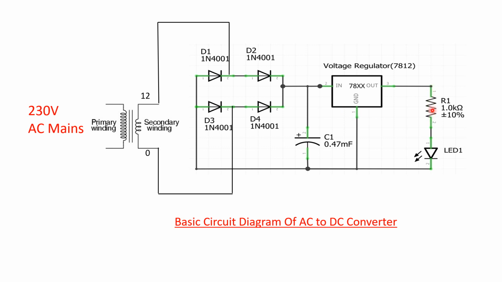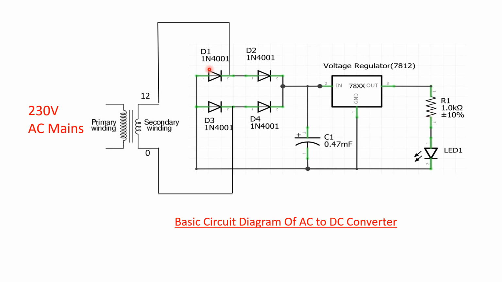Now a resistor is connected in series with the LED. The use of this resistor is to limit the current which flows through the LED. As the voltage regulator is a 12 volt output regulator, it gives 12 volt DC output, and the LED has a rating of maximum 3.6 to 5 volts, so it may get damaged in that case. So we have to limit the current which flows through the LED.